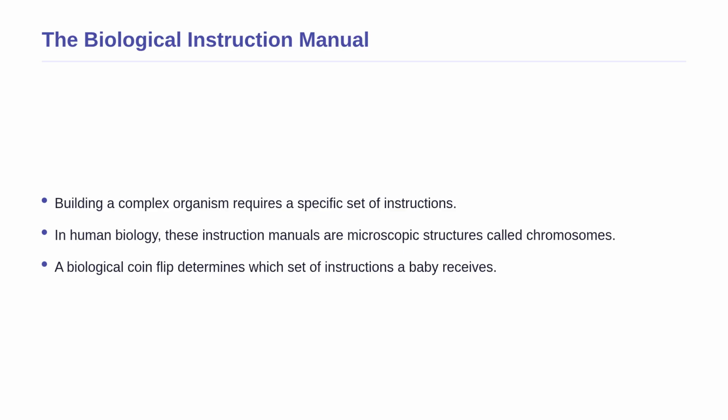To begin our journey, imagine you are building a highly complex robot and you have two different instruction manuals to choose from for the final design. One manual tells the factory to build a robot with a specific set of tools, while the other provides a completely different set. In human biology, this is exactly what happens when a baby is conceived. But instead of paper manuals, we use microscopic structures called chromosomes. Every time a new life begins, a biological coin flip determines which set of instructions the baby will receive from its parents.